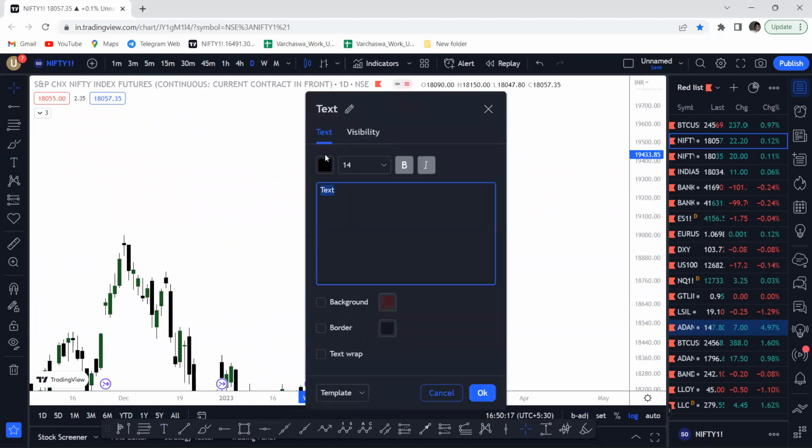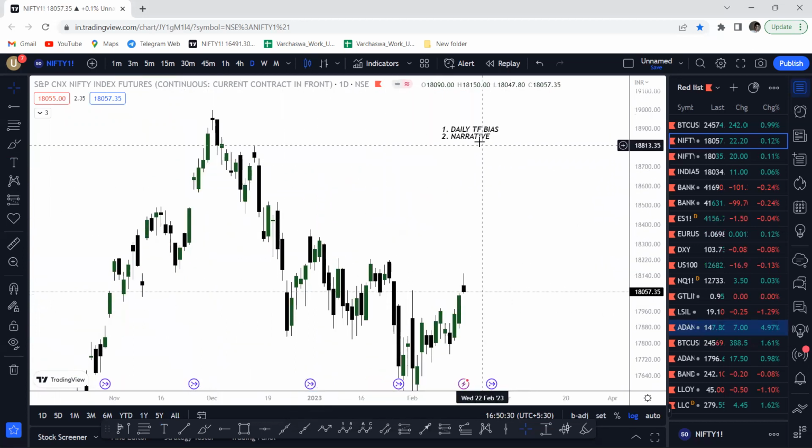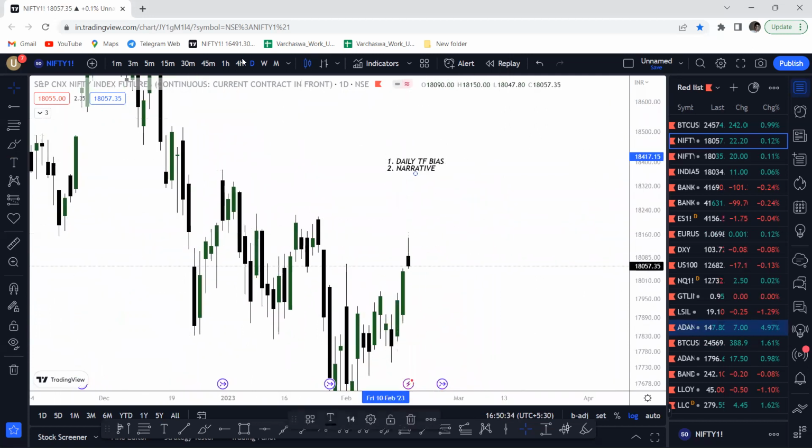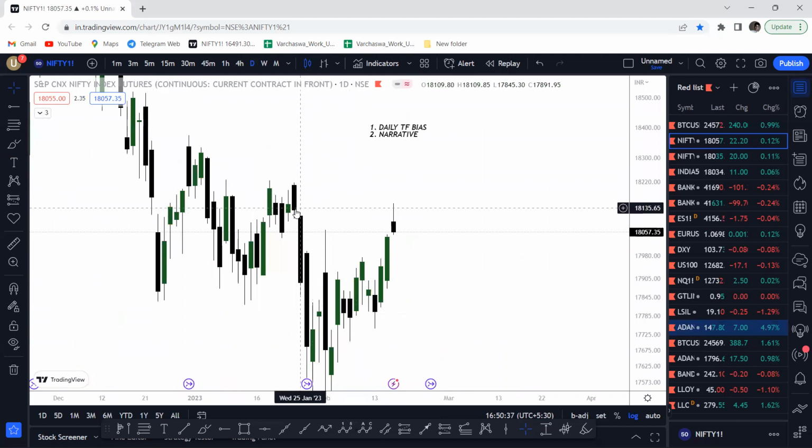Now, what's the next step? So number one step was to decide a daily time frame bias. What is the second step? Second step is to give your trade a narrative. And I try to understand this narrative on the smaller time frame. So let me just go to the daily time frame once again. Yeah, so we have these two levels.